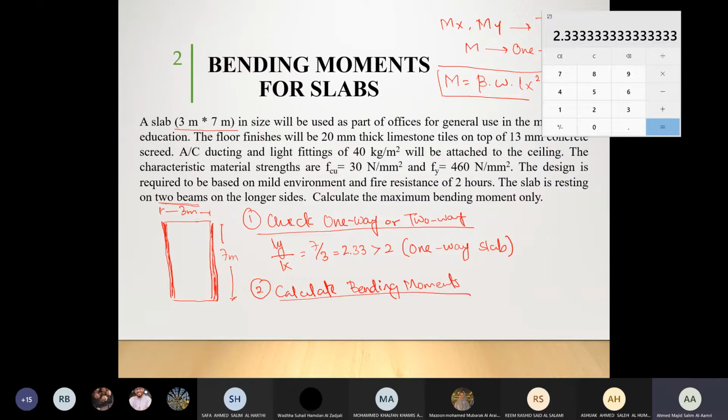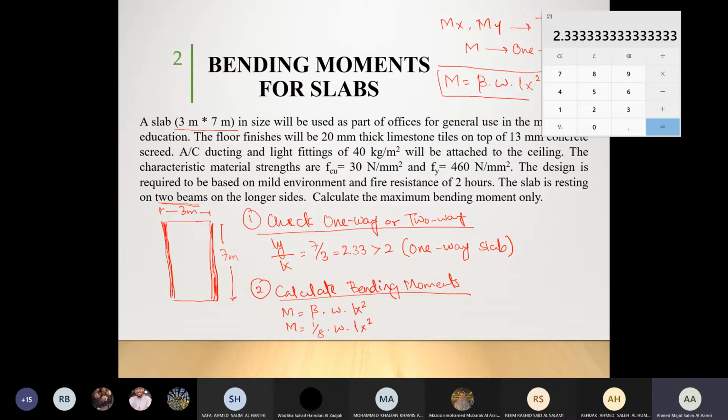Now for us to calculate the bending moment diagram, or to calculate the maximum bending moment, we are using an equation which is M equals beta WL squared, and in this case, since it's simply supported, our moment is going to be 1 over 8 multiplied by W multiplied by Lx squared. Now already we know what is your Lx. The Lx in this scenario is 3 meters, but we need to calculate our W.